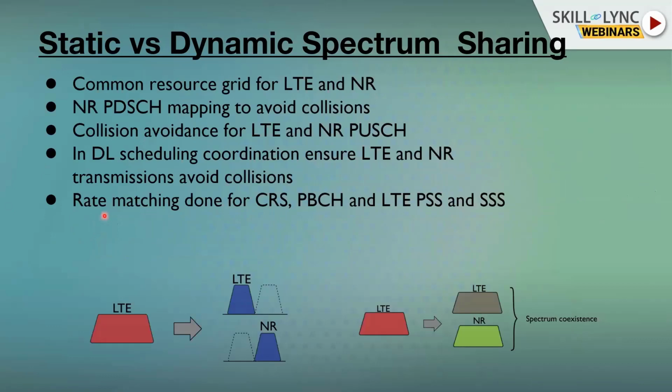Common resource grid for LTE and NR. So we'll talk about the air interface shortly, about how we have a common resource grid that we share between LTE and NR in order for DSS to work. That's the advantage of using the air interface in this way. And our PDSCH mapping, PDSCH, your physical downlink shared channel, to avoid collisions. Collision avoidance for LTE and NR, PUSCH, which is your uplink. And also your downlink scheduling coordination between LTE and NR transmissions to avoid collisions.